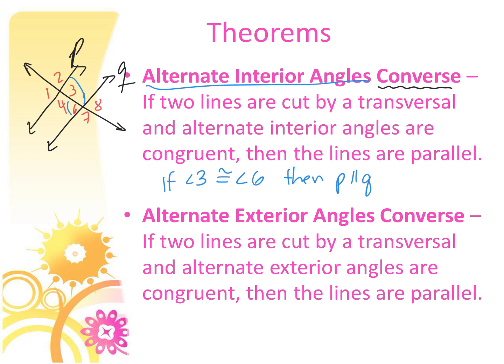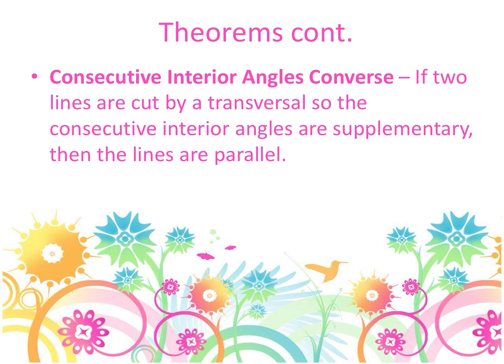Now, for another example, let's do the alternate exterior angles converse. If two lines are cut by a transversal and alternate exterior angles are congruent, then the lines are parallel. So for example, if we use, let's say, 2 and 7, we can write if angle 2 is congruent to angle 7, then the lines P and Q are parallel.